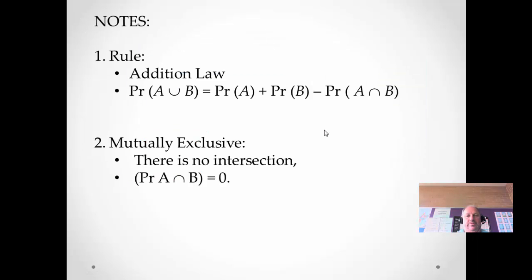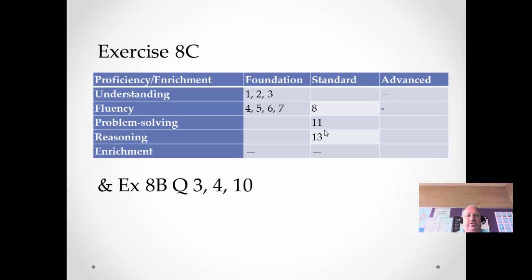So, things we need to remember from this. There's the rule, it's called the addition law. The probability of A union B equals the probability of A plus the probability of B, take away the intersection of A and B. And if there's no intersection, we say the probability of A intersect B is 0. They're mutually exclusive. These are the questions you need to do from this topic.